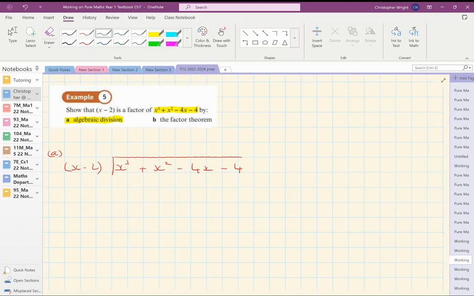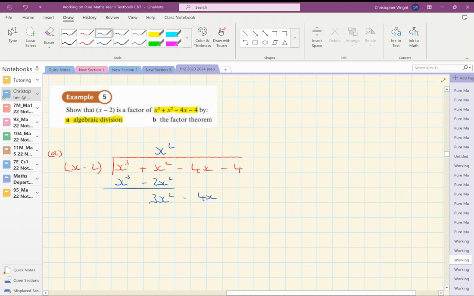So here we go. x into x cubed goes x squared times. x squared times x is x cubed. x squared times minus 2 is minus 2x squared. Right, do my subtraction. The x cubes disappear. x squared minus minus 2x squared is 3x squared. Drop the minus 4x.